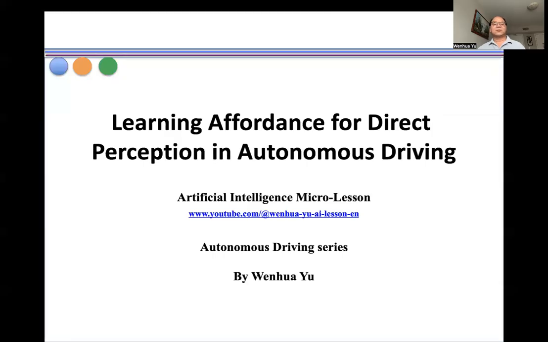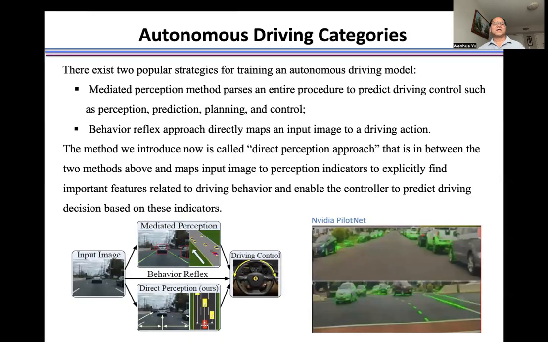In this video, I introduce a learning affordance for direct perception in autonomous driving. There exist two popular strategies for training an autonomous driving model. One is the mediated perception method. The second is the behavior reflex approach.